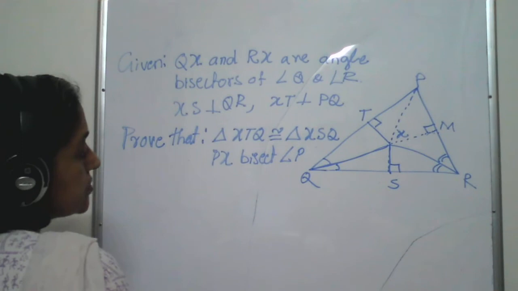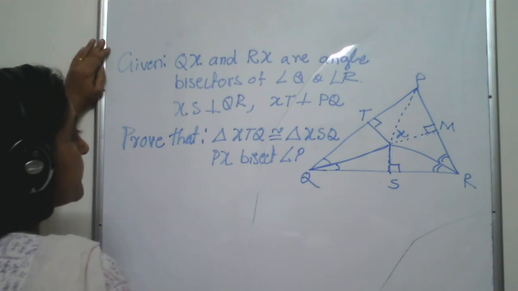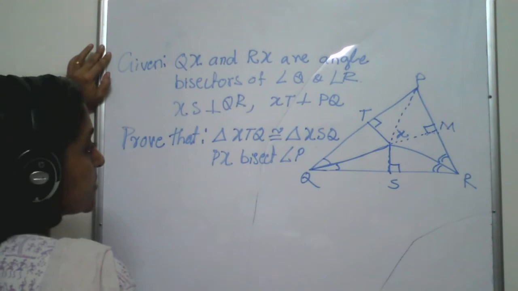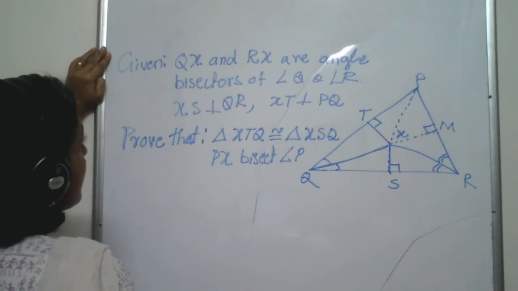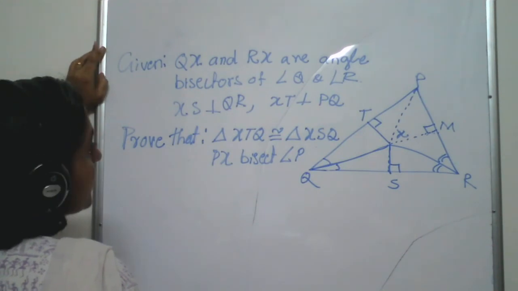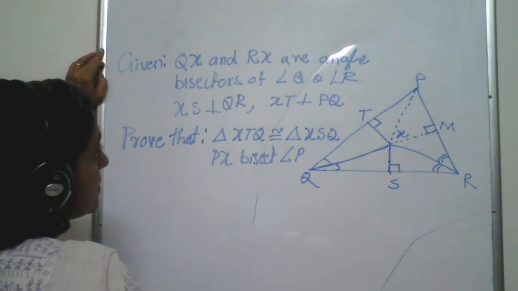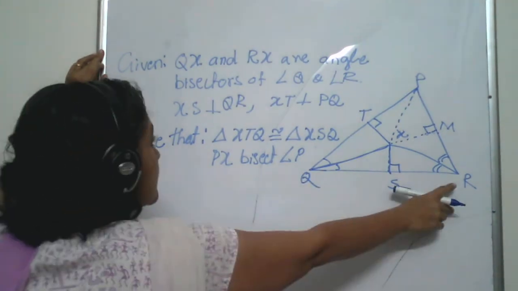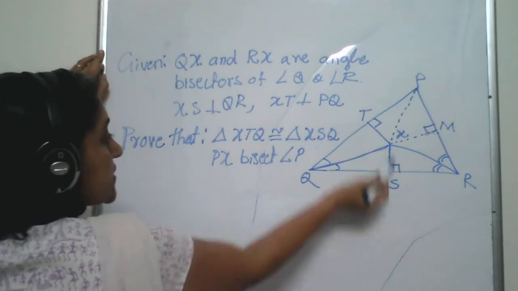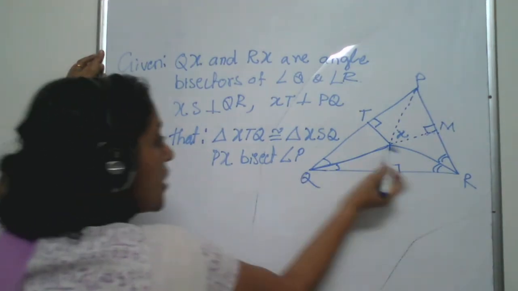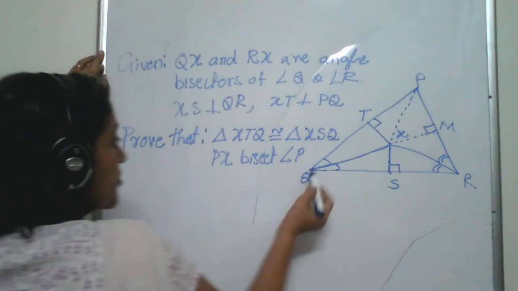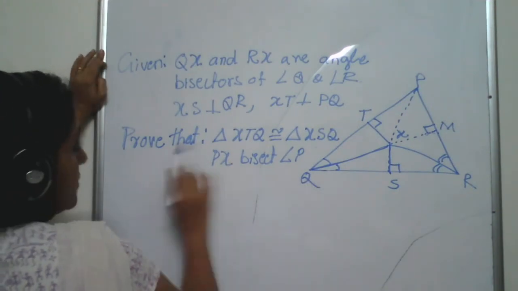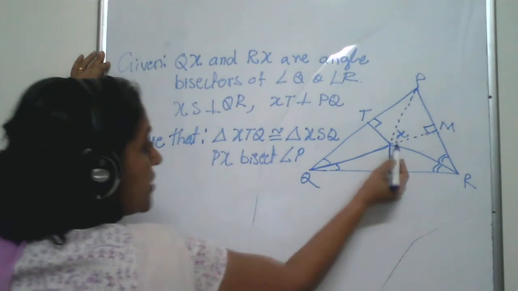Here is a question based on congruency. Let's discuss what the question is first and then I will explain it through the diagram. It says that QX and RX are the angle bisectors of angle Q and angle R respectively. XS is perpendicular to QR, XT is perpendicular to PQ. These are the angle bisectors.